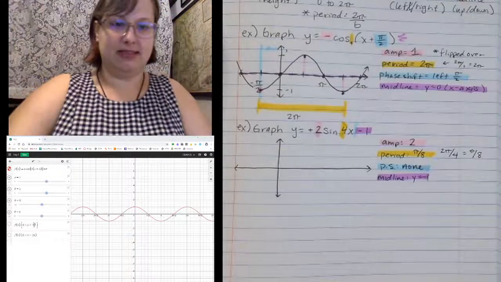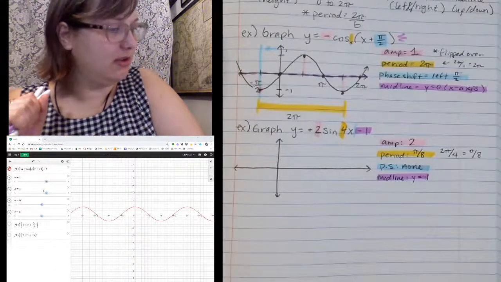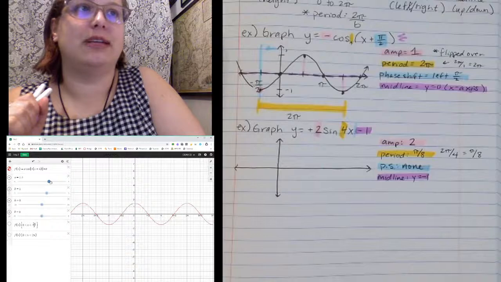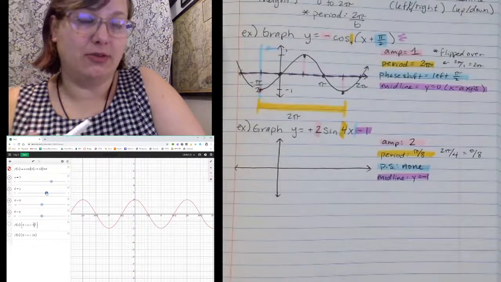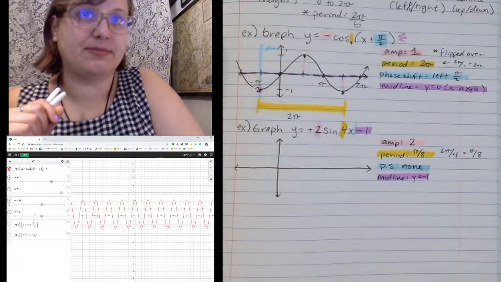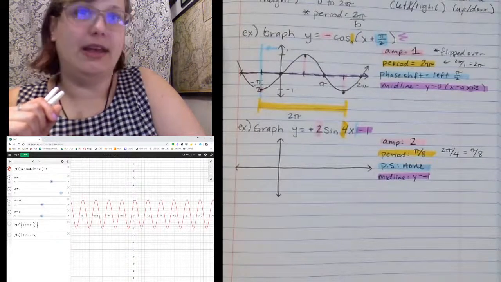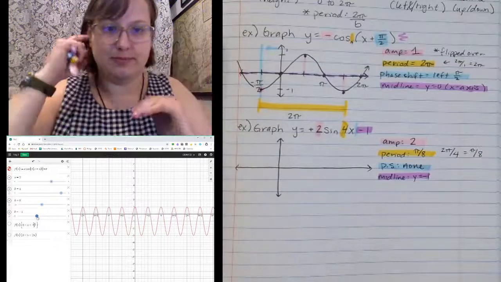I still have this thing up, so I'm going to preface this. My A value is 2, so it gets stretched out. My B value is 4. So see how there's more of them? And then my K went down 1. So I just swoop. Okay.